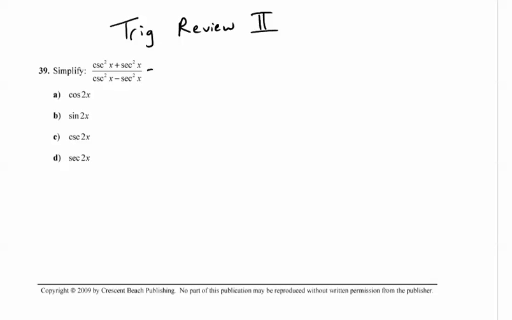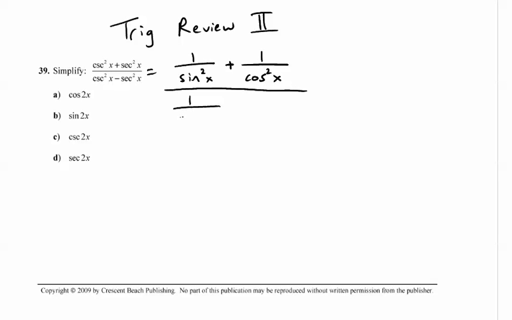But what I recommend for any problem where you don't have sines and cosines is just first change everything to sine and cosine. This is the same as 1 over sine squared plus 1 over cos squared x over 1 over sine squared minus 1 over cos squared x.